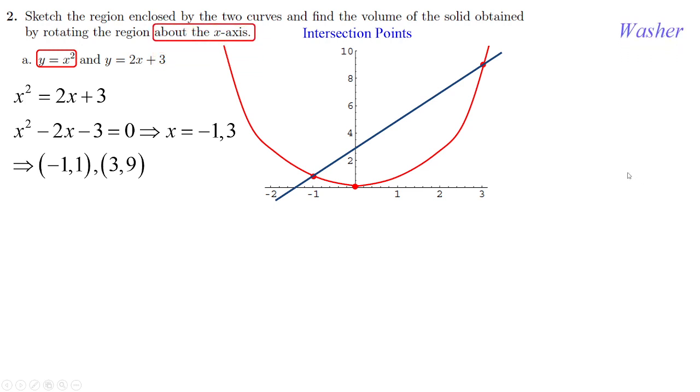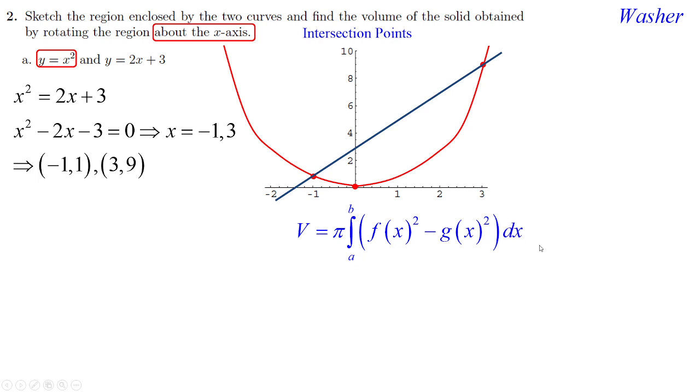So let's go general here again. So washer, that's right. So I'm going to have a pi, a to b, and then it's going to be my upper curve squared minus my lower curve squared, and then my differential of x. All right, let's finish this, baby.